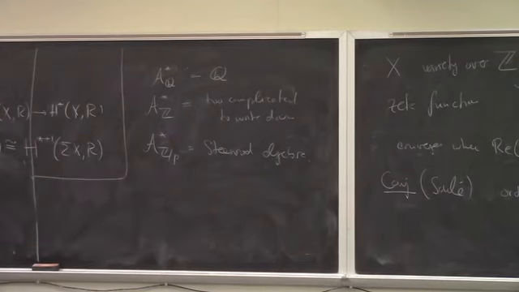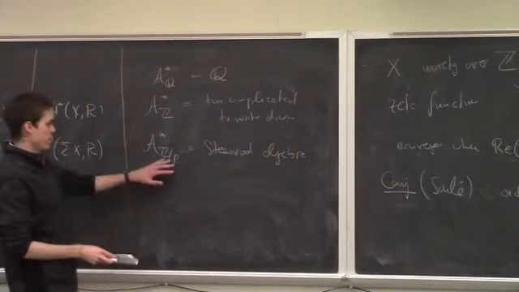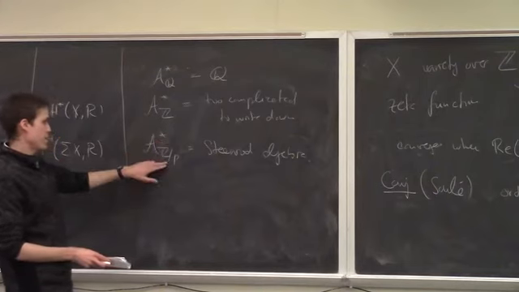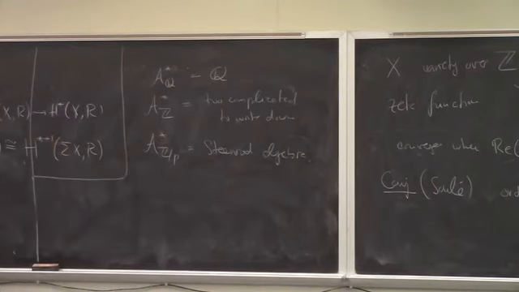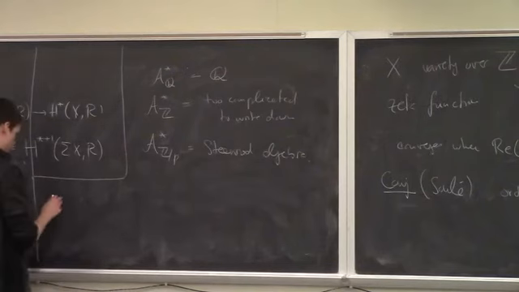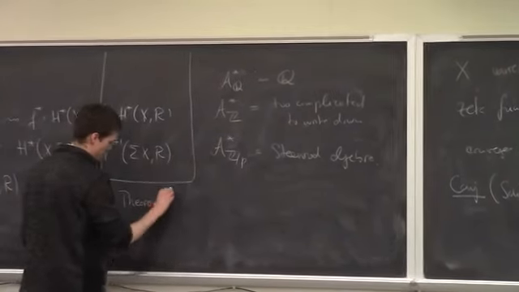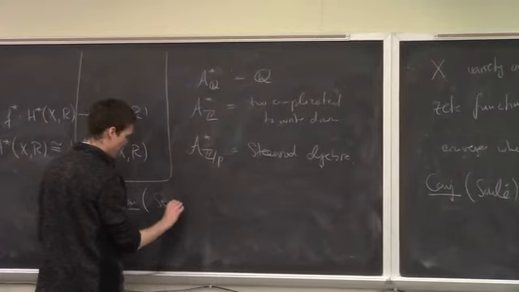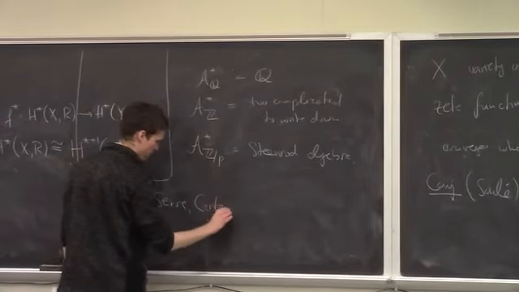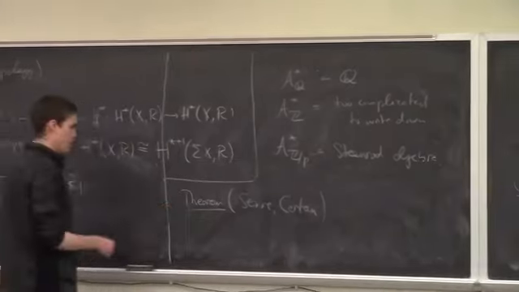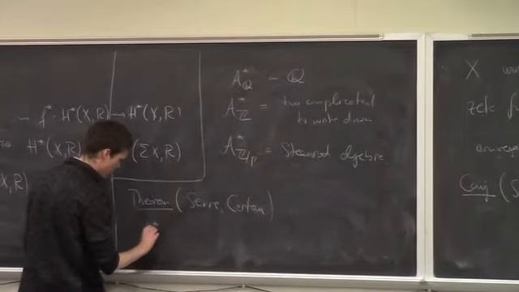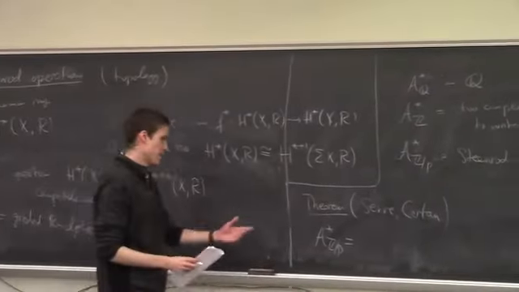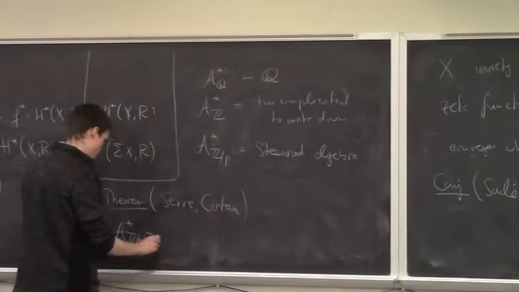So let me just state the theorem about this. This thing is completely understood. It's a finite dimensional vector space in every degree, although it's not finitely generated as an algebra. This is a computation of Serre and Cartan, who computed this algebra. I can't exactly tell you what it is, but let me give you an idea.